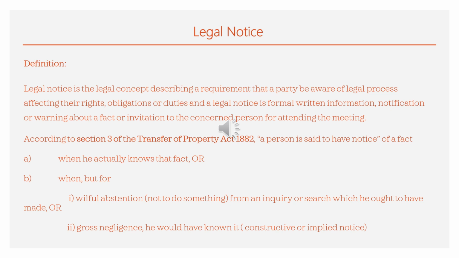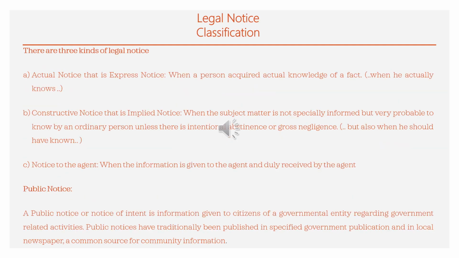If you are going to explain Section 3 of the Transfer of Property Act 1882, we will observe there are three kinds of legal notice. So, there are three kinds of legal notice. First one is actual notice, that is express notice.